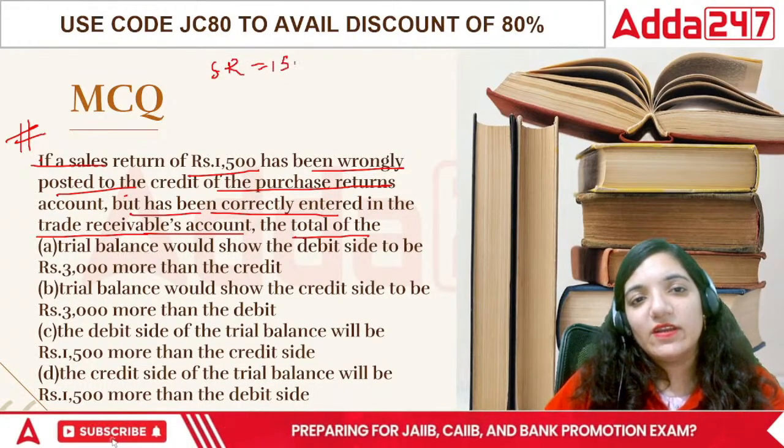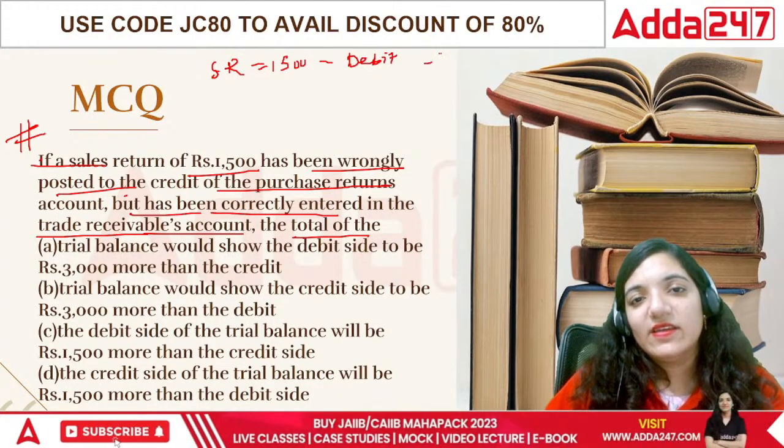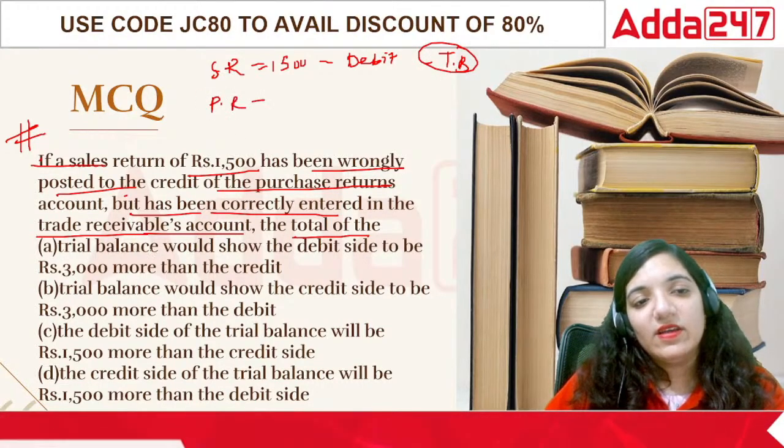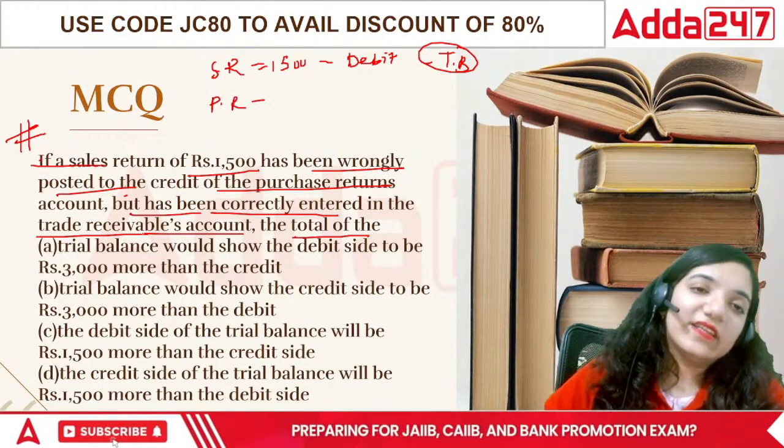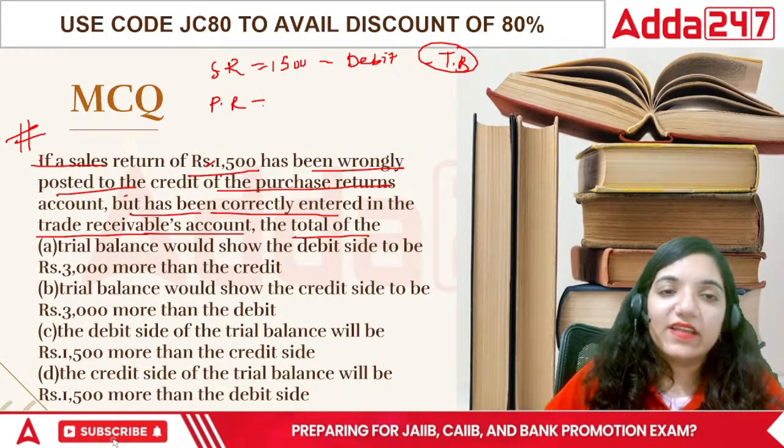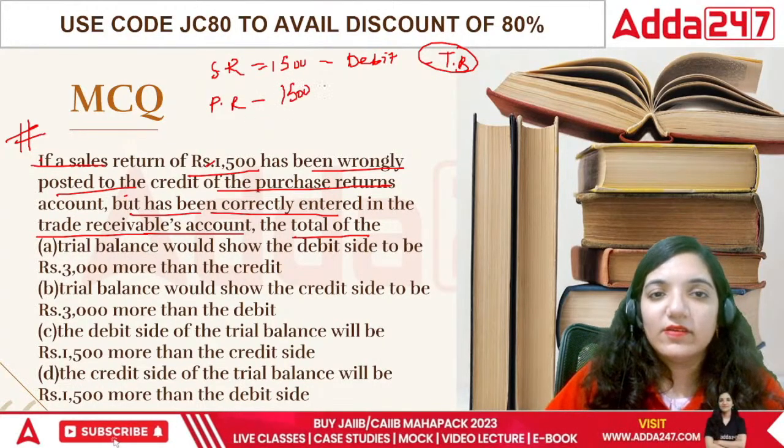A sales return of 1500 is to be shown on the debit side of the trial balance. Its nature is debit, but it is written as purchase return. The debtor is noted normally, there is no problem in that. But it is written as 1500 on the credit side.